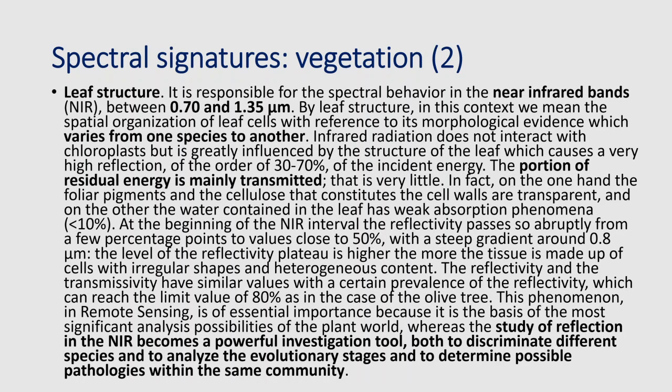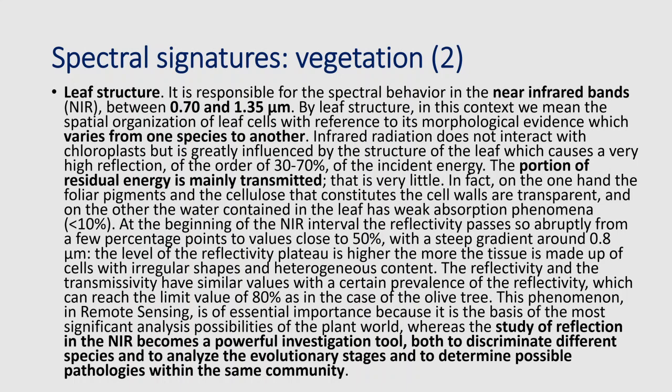The second characteristic that is very important for the spectral signature of the vegetation is the leaf structure. It is responsible for the spectral behavior in the near-infrared bands, the acronym is NIR, between 0.7 to 1.35 microns. By leaf structure, in this context, we mean the spatial organization of leaf cells, with reference to its morphological evidence, which varies from one species to another.